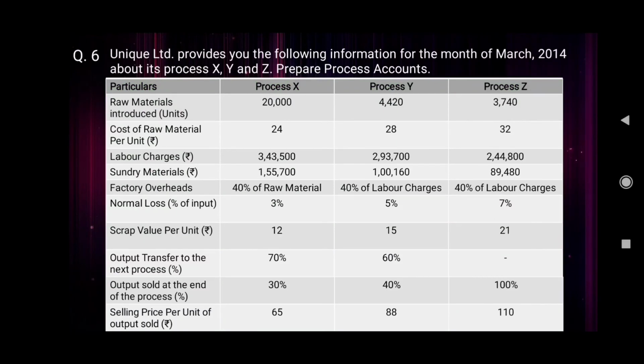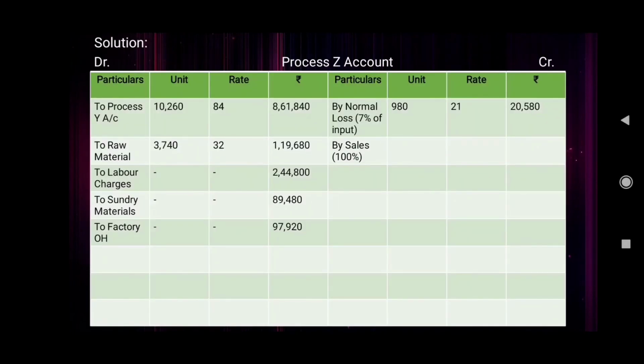Output transferred to the next process is given as nil, and the output sold at the end of the process is given as 100% in process Z. Selling price per unit of output sold is given as 110 in process Z. So by sales at the rate of 100%, which will be 13,020 at the rate of 110. So the total amount will be 14,32,200.